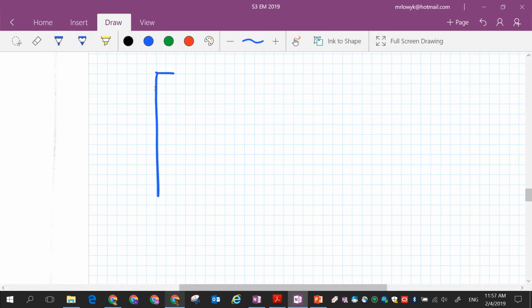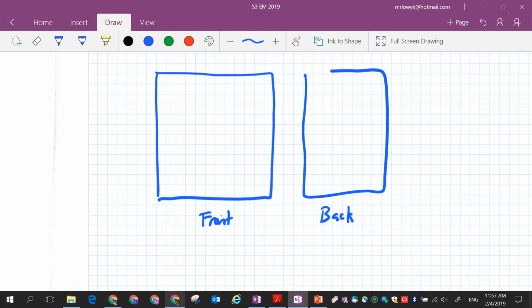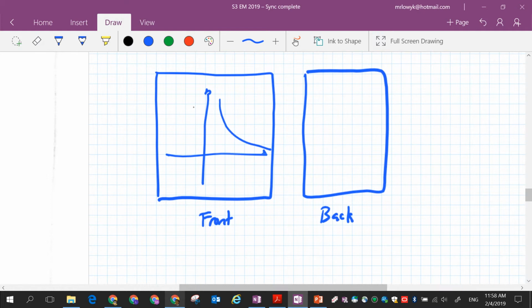Now, assuming this is graph paper, assuming this is the front and this is the back. Do you see that the back is a blank piece? Everything on graph paper means all the graph must be here. All the working can be here or here.